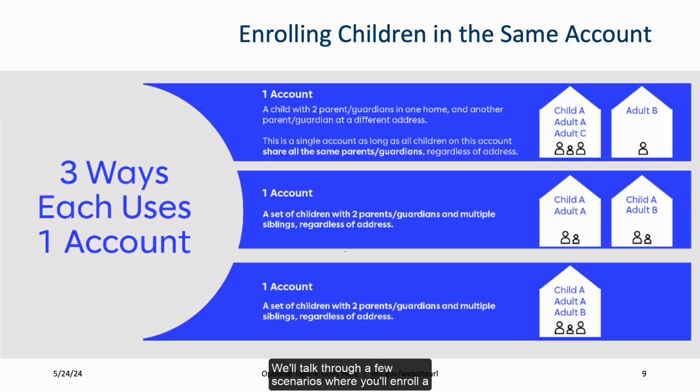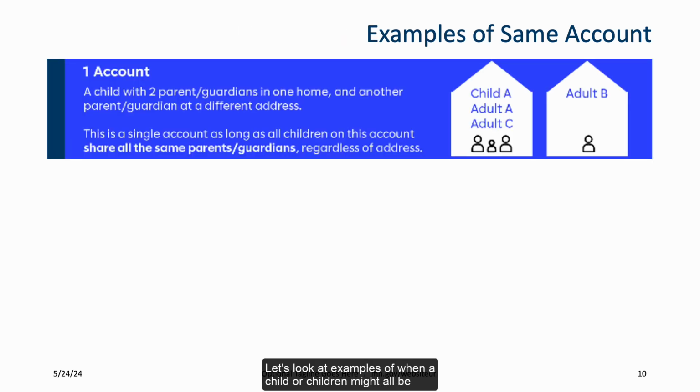We'll talk through a few scenarios where you'll enroll a child or children all in one account. Overall, a set of children could be in the same account when they share all the same parents, guardians, and authorized adults, even if those adults live at different addresses. Let's look at examples of when a child or children might all be on the same account. A child with two parents in one home and another parent or guardian who lives at a different address would all be on a single account.